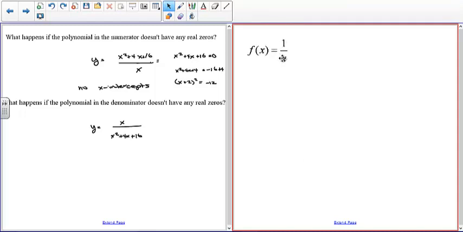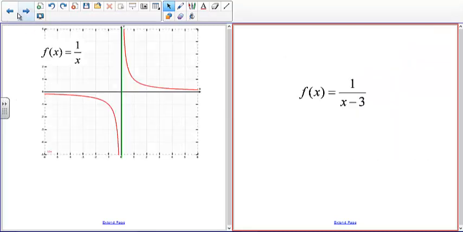So 1 over x, it's a rational function. What's the polynomial in the numerator? Y equals 1. What's the polynomial in the denominator? Y equals x. We've actually looked at this before. We call this the reciprocal function. And we know that it has a vertical asymptote at x equals 0 because that goes to 0. So let's look at the next page.